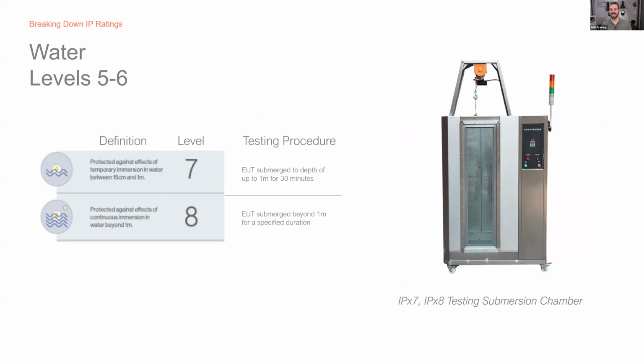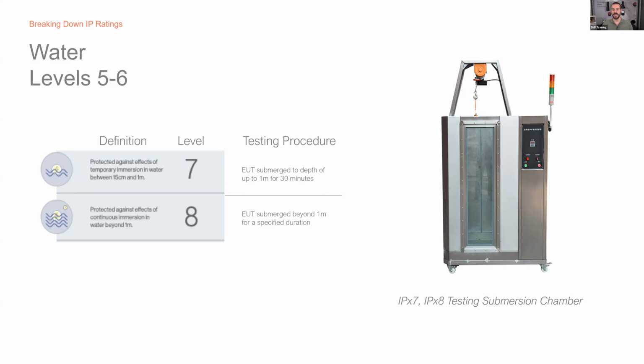Sorry, the heading here should say levels 7 and 8, as they do in the chart. Water levels 7 and 8 are higher level protection. These are submersion in water. So IP level 7 is protected against submersion in water between 15 centimeters and 1 meter, so basically up to 1 meter, and it's submersed for 30 minutes.